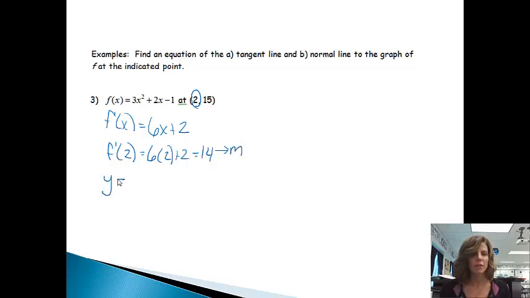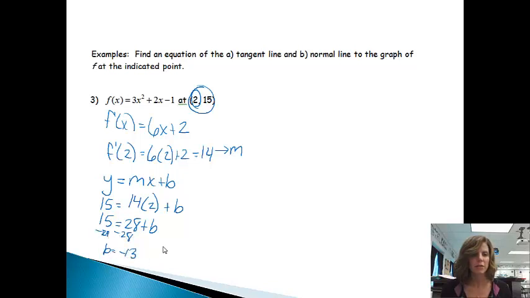The next thing that I want to do is actually use y equals mx plus b. I'll use the point that's given in the problem and my slope to find b. So I'll have 15 equals 14 times 2 plus b. So I'll get 15 equals 28 plus b. If I solve for b, by subtracting 28 from both sides, I'll get b equals negative 13. So the equation of my tangent line is going to be y equals 14x minus 13. And what we found at that point, x equals 2, that's the line that would hit the graph at that one spot and go through the graph.